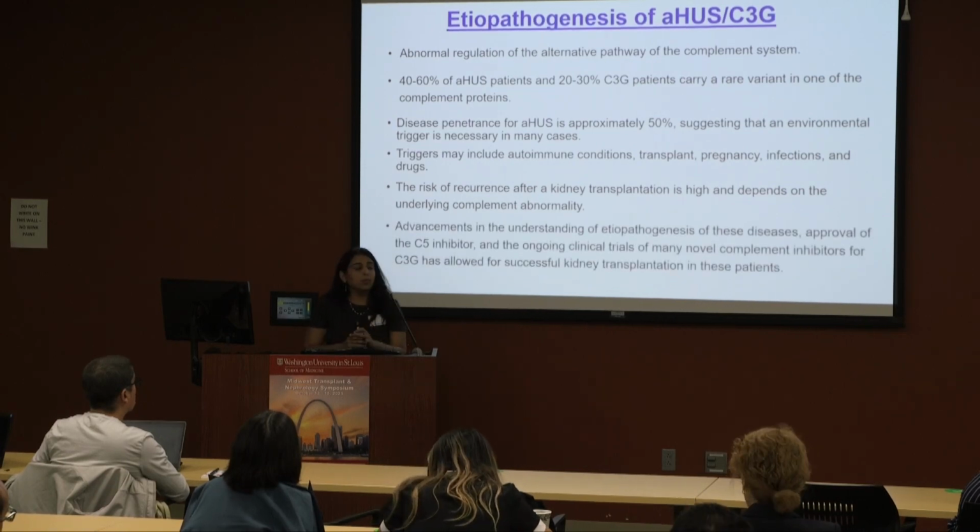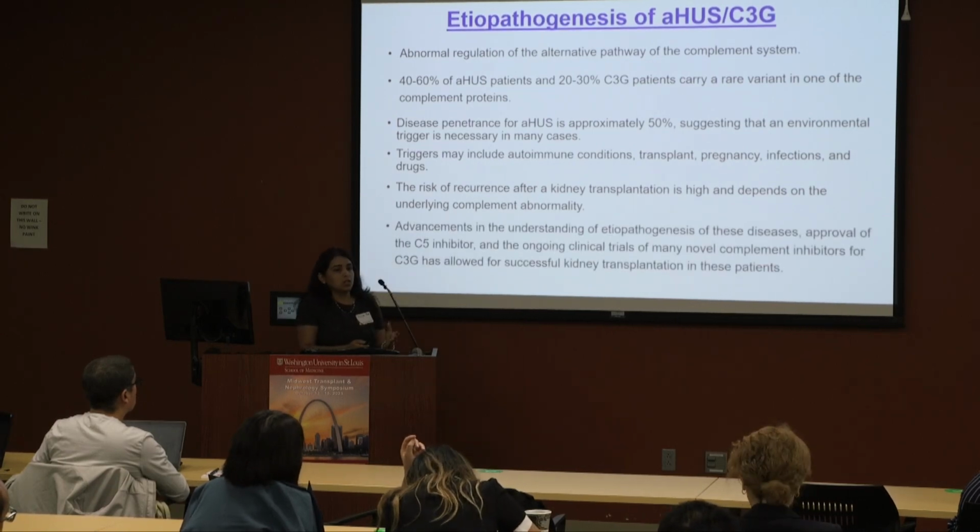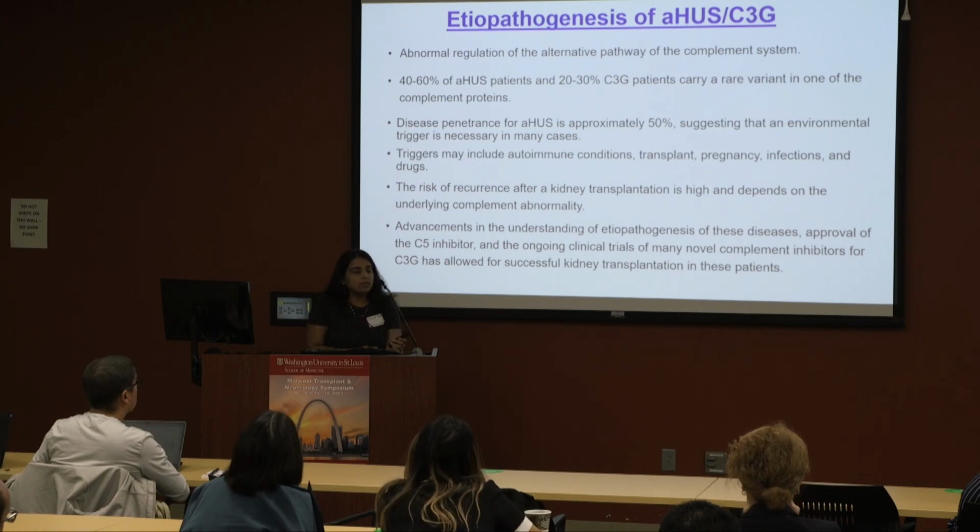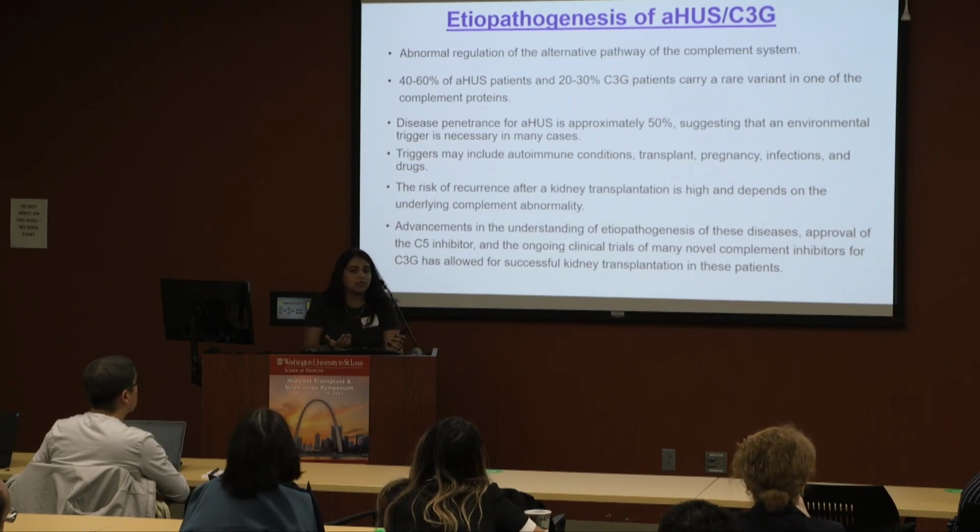The risk of recurrence of both of these diseases really depends on the underlying complement abnormality. Prior to the first complement inhibitor, which was in 2011, transplanting a patient with aHUS was contraindicated because you knew that the disease was going to come back in the transplanted kidney and the patient would lose their allograft. But since we've had the C5 inhibitor for the last 10 or 11 years, and there are multiple other drugs in trials that I'll talk about very briefly, we have been able to successfully transplant these patients.